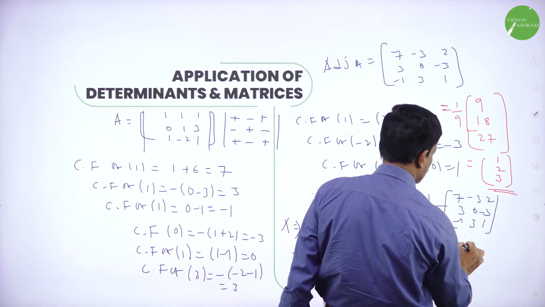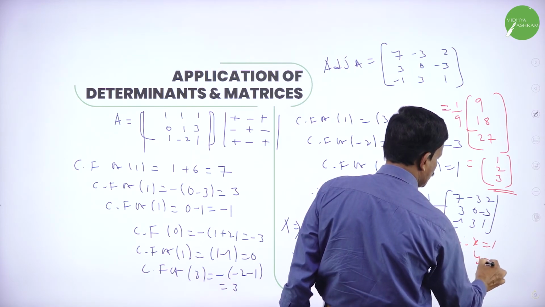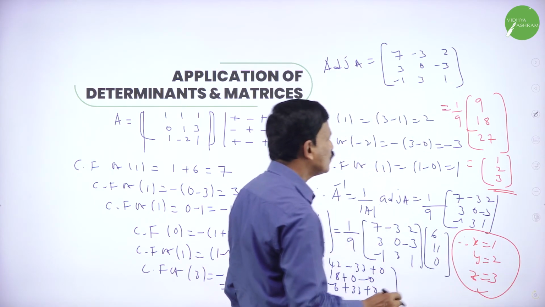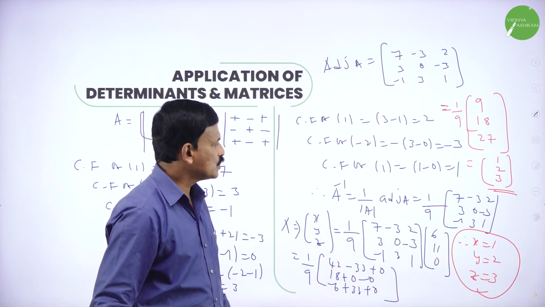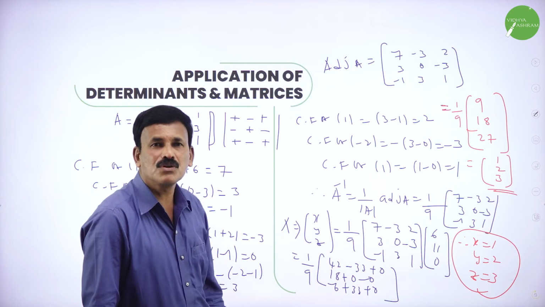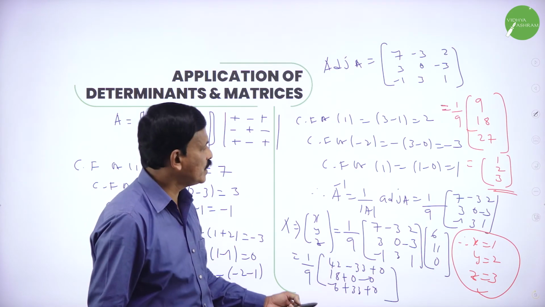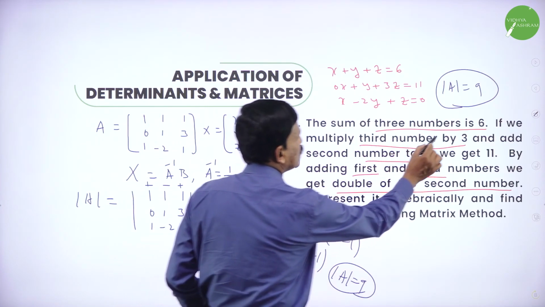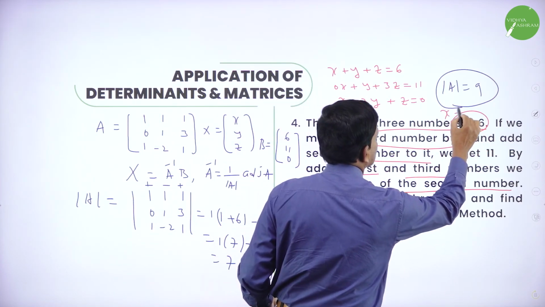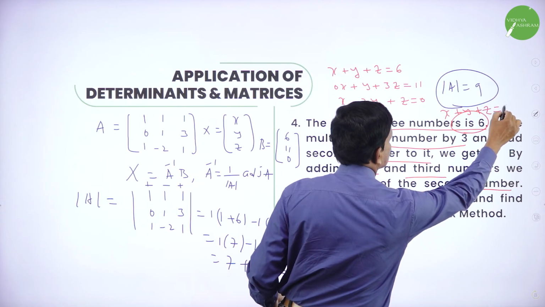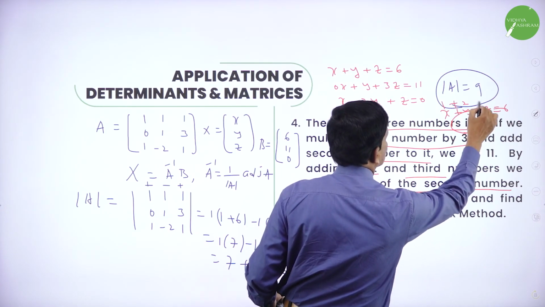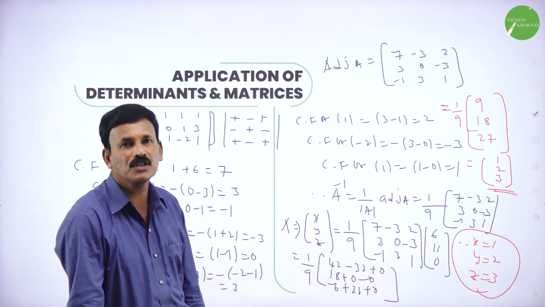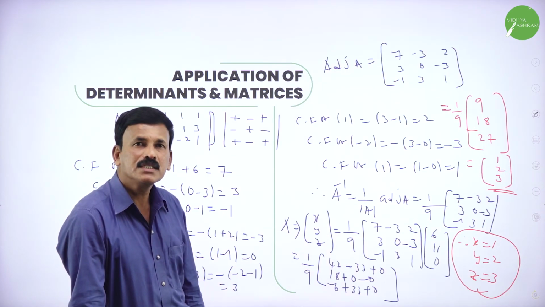So therefore, x is equal to 1, y is equal to 2, z is equal to 3. These are the values of x, y, z. So if you add, the sum of three numbers is equal to 6, right? That is what is given. 1 plus 2 plus 3 is 6. What is the problem given? The sum of three numbers is 6. So x plus y plus z is equal to 6. x is 1, y is 2, z is 3. So that is the correct answer. This is one of the applications of matrices and determinants.